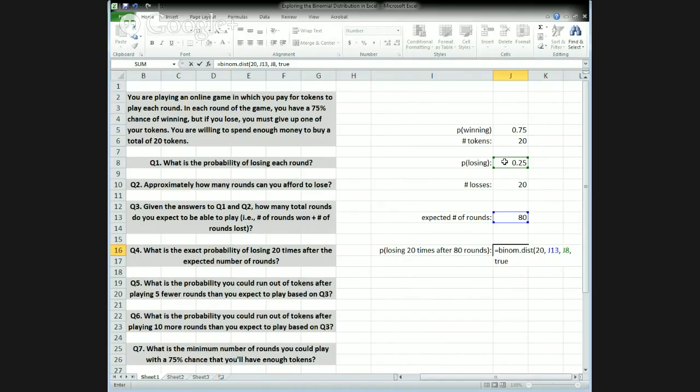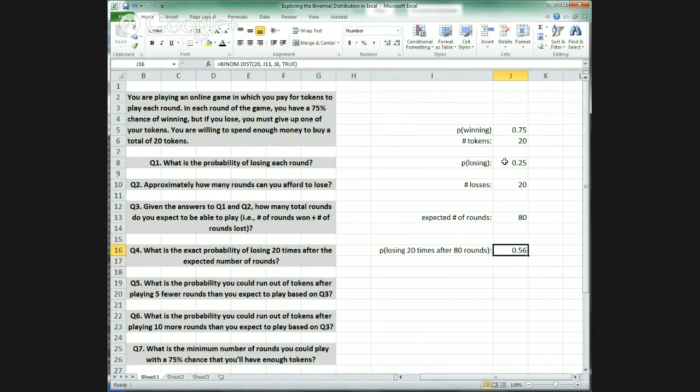If we typed false here, then what this function would do is give us the probability of losing exactly 20 times in 80 rounds, which again is going to be a much smaller number, because in some rounds you're going to lose 19, in some rounds you're going to lose 21, in some rounds you might only lose 15, or you might lose 25. So the probability of losing an exact amount is a lot smaller than the probability of losing a range of amounts. And so here, you really need to think about whether you want cumulative or not. And typically, you're going to want a cumulative distribution, not a single non-cumulative distribution.